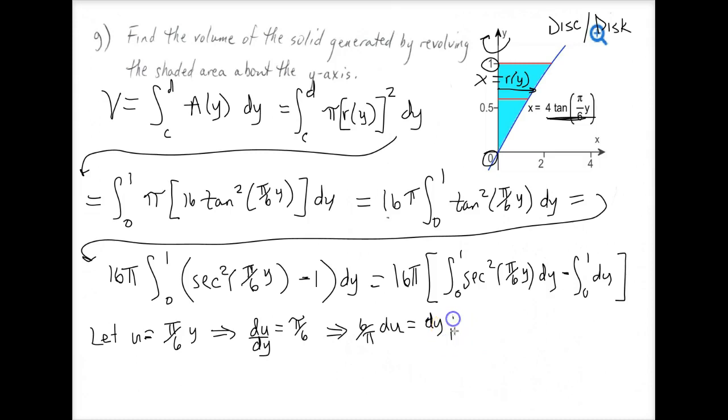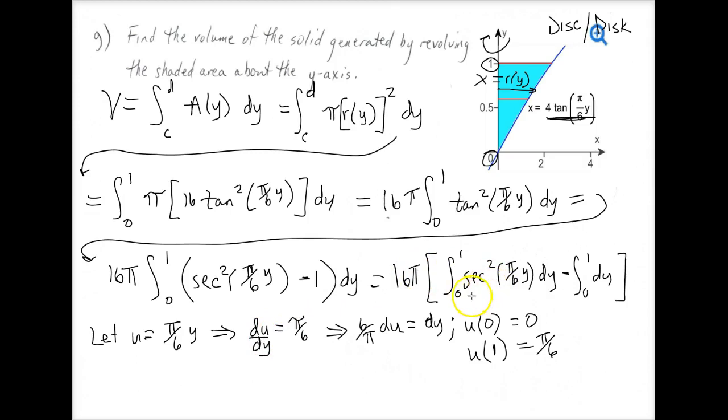I also know that I can change my limits of integration here. Let's get that working. And I know that u of 0 would just be like plugging in 0 here for y times pi over 6, which will be 0. And I know that if I plug in 1 for y, that would just be pi over 6.